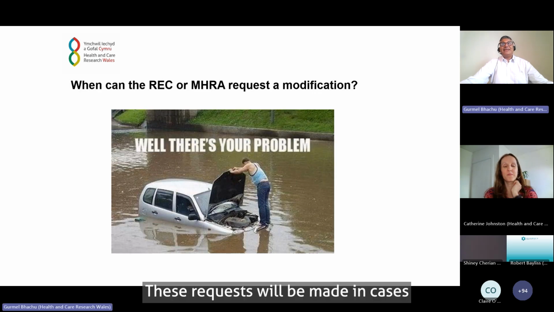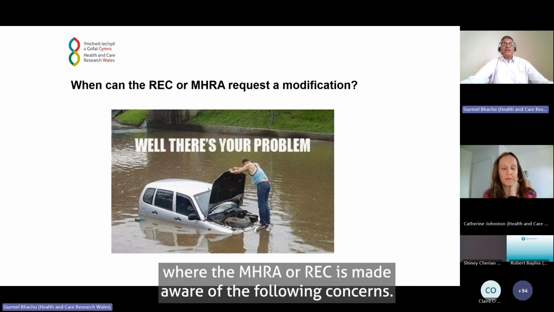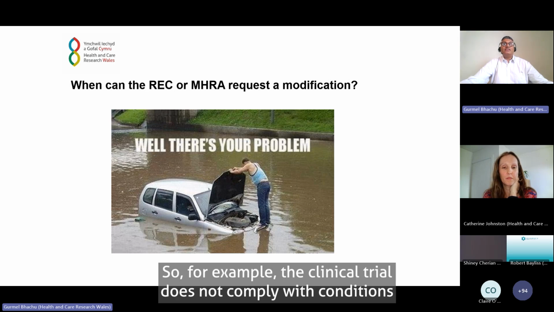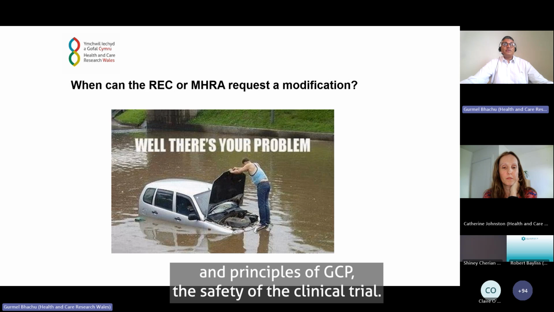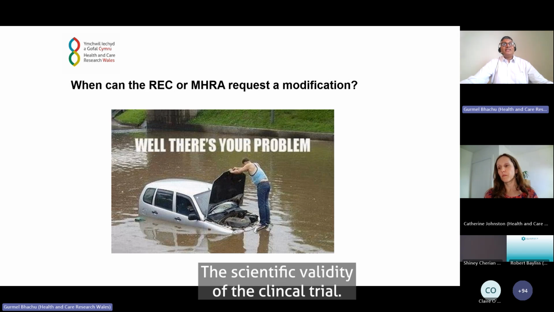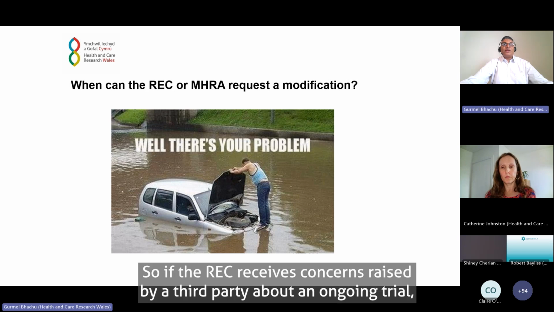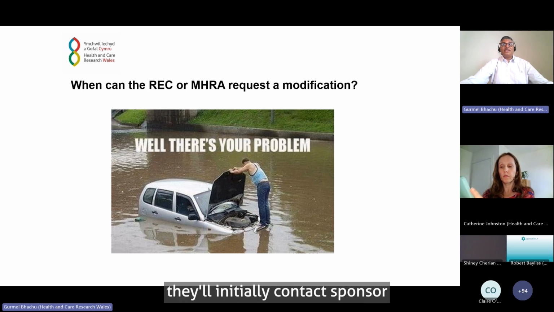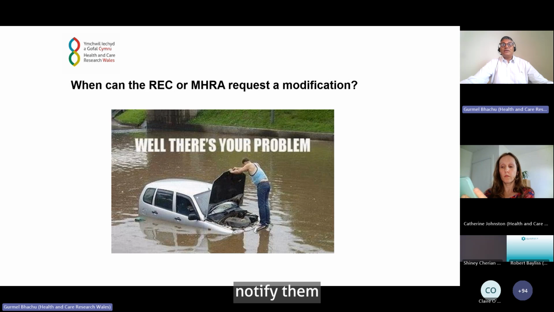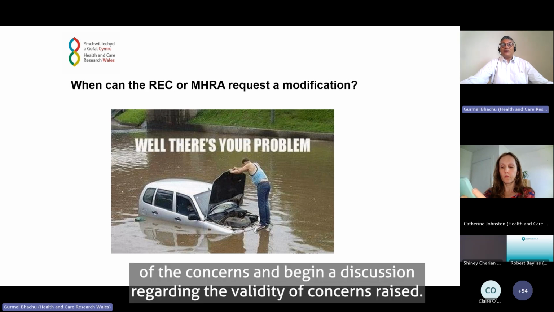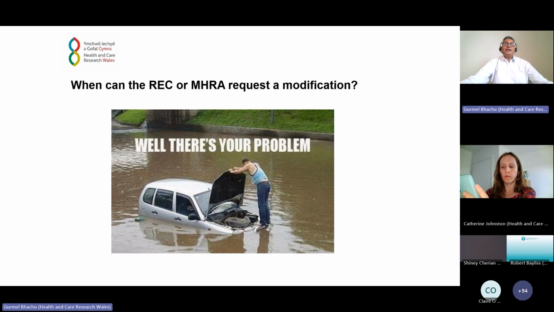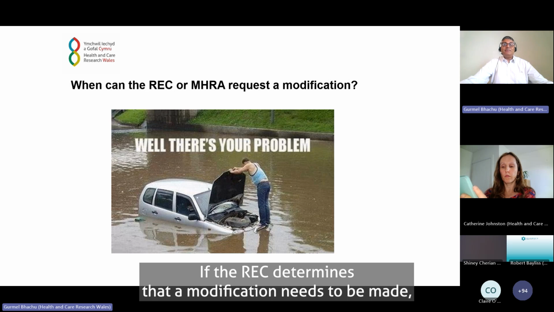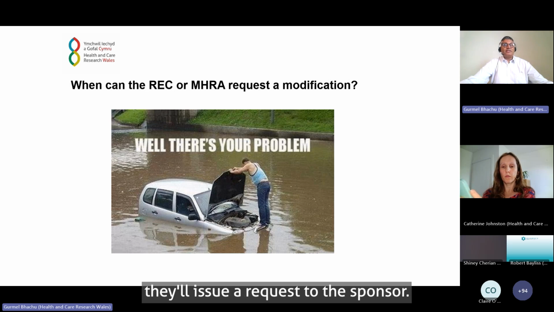These requests will be made in cases where the MHRA or REC is made aware of the following concerns. For example, the clinical trial does not comply with the conditions and principles of GCP, the safety of the clinical trial, or the scientific validity of the clinical trial. So if the REC receives concerns raised by a third party about an ongoing trial, they'll initially contact the sponsor to notify them of the concerns and begin a discussion regarding the validity of the concerns raised. If the REC determines that a modification needs to be made, they'll issue a request to the sponsor.